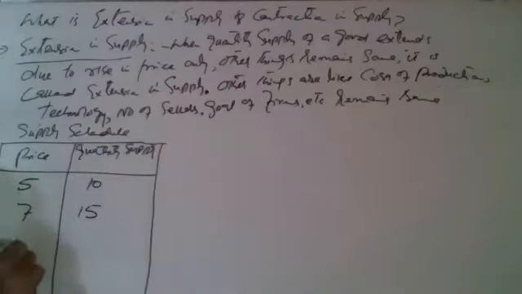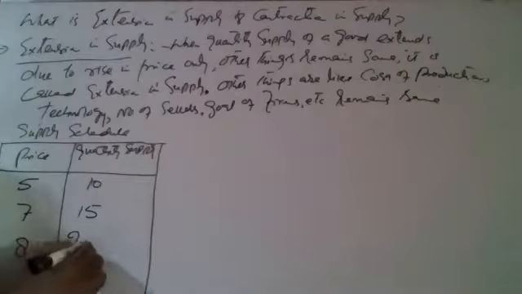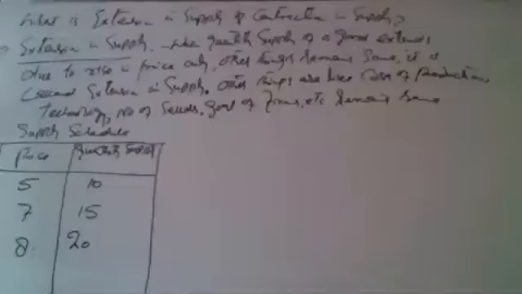It goes to, for example, 8 or 9 or 10, quantity supply goes to 20. So this is the case of extension in supply. When supply rises due to rise in price only, other things remaining same. So here, quantity supply rises due to rise in price. How to show it with the help of a supply curve? So there is movement on the same supply curve.